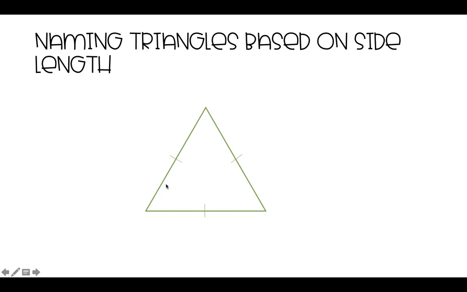So the first thing you'll notice here are these little lines. So 1, 2, 3. Now, when two sides have the same number of lines, that means those side lengths are equal in size. So in this case, 1, 2, 3 side lengths are all equal. So when lengths are all equal, we call this an equilateral triangle. Equal for equilateral.